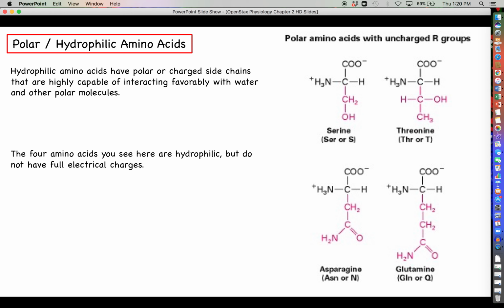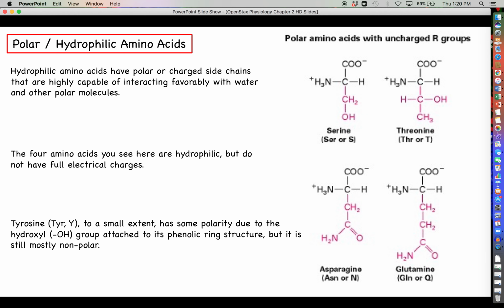Like I said, these 4 amino acids you see here, they are hydrophilic because of polarity, but they do not have full electrical charges. Now, there is a 5th amino acid we could mention here, which is tyrosine. Tyrosine was listed on the previous slide. Tyrosine does have a hydroxyl functional group, but still we consider it to be mostly nonpolar.